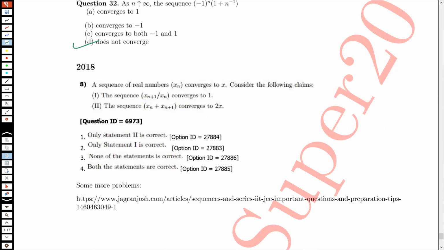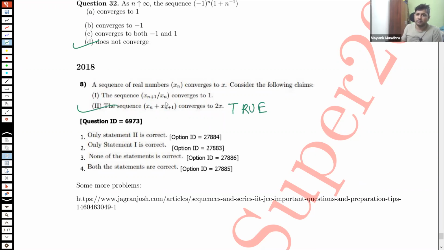And so question number 8 of 2018. A sequence xn converges to x, consider the following claims. The sequence xn plus 1 upon xn converges to 1. The sequence xn plus 1 converges to x. Statement 2 is true for sure, right? Because if xn is converging to x, then xn plus 1 is also converging to x. You're just starting from the second term. You're eliminating the first term, right? But even if you eliminate a finite number of terms, nothing changes about the nature of the sequence.